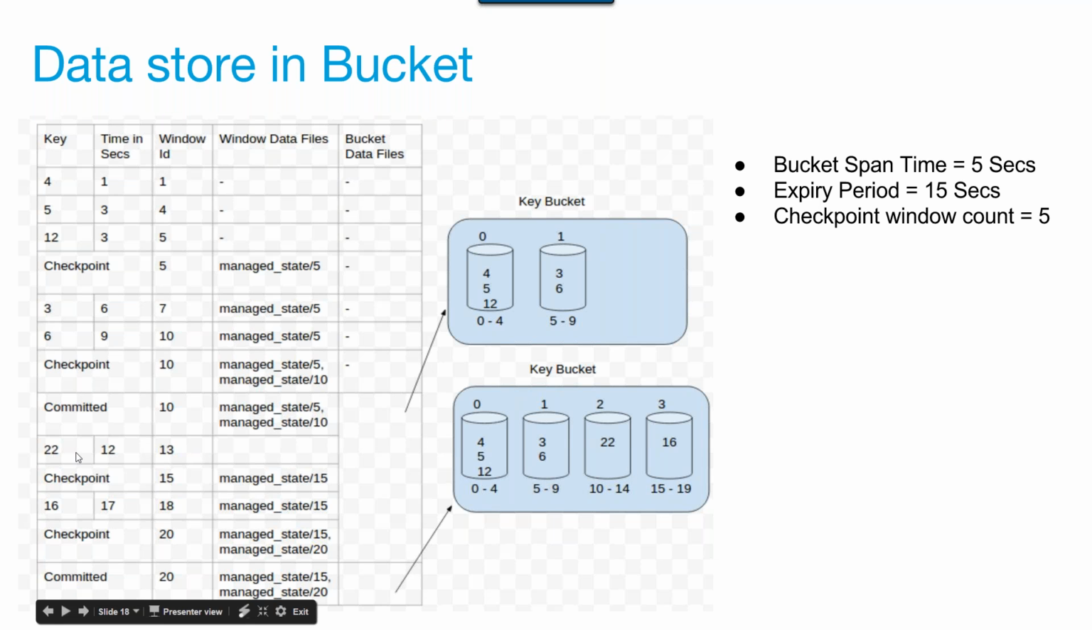Here you can see that 22 belongs to the 10 to 14 time bucket, and 16 belongs to the time bucket ID 3. Once this time bucket is completed, it purges this time bucket. This way the store will happen into the key bucket.